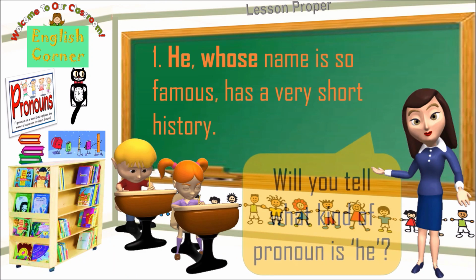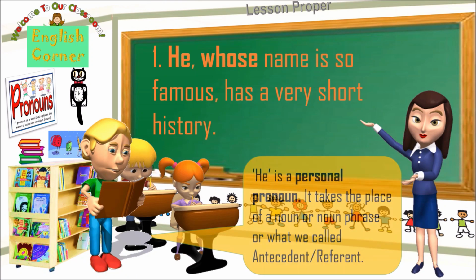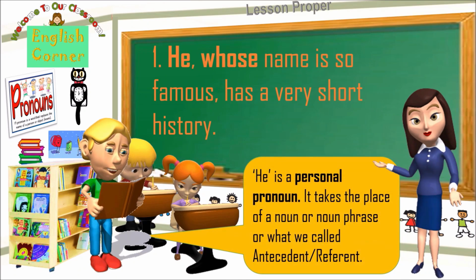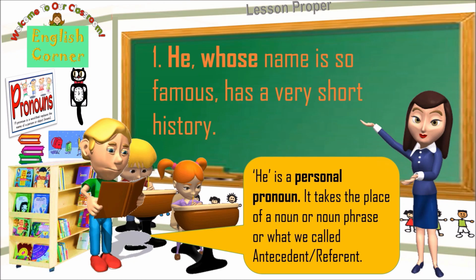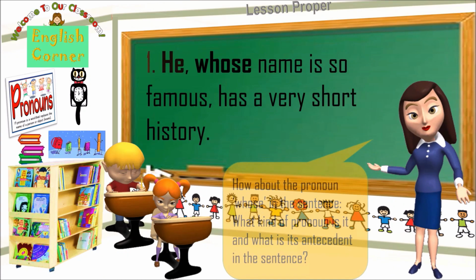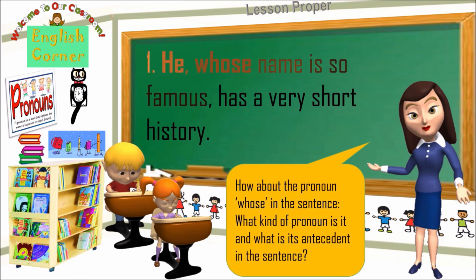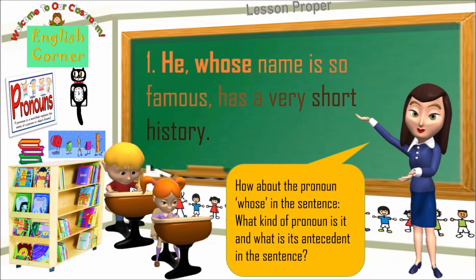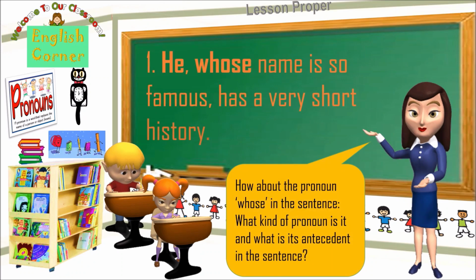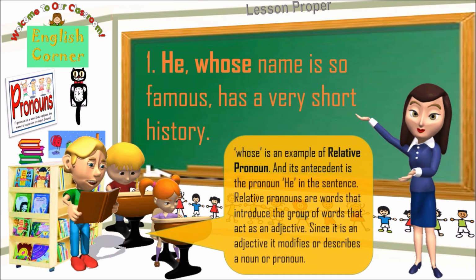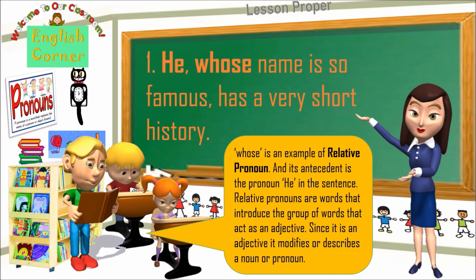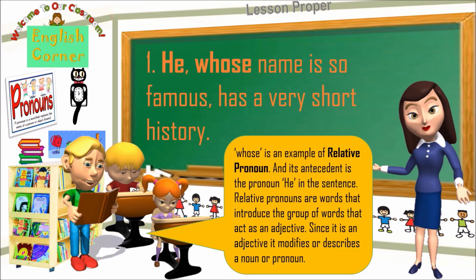Will you tell what kind of pronoun "he" is? "He" is a personal pronoun. It takes the place of a noun or noun phrase, or what we call the antecedent or referent. How about the pronoun "whose"? What kind of pronoun is it? And what is its antecedent in the sentence? "Whose" is an example of a relative pronoun, and its antecedent is the pronoun "he" in the sentence.